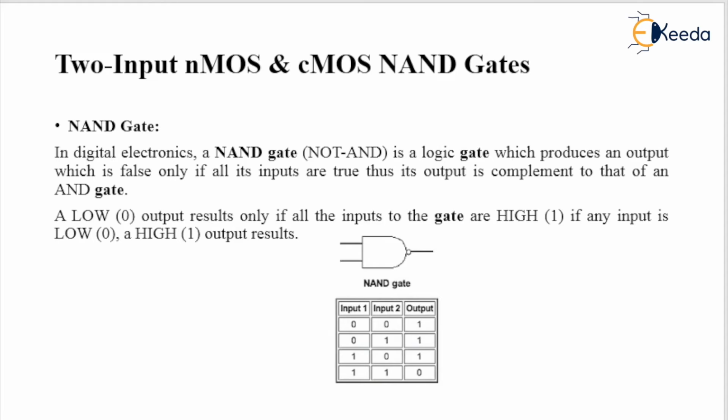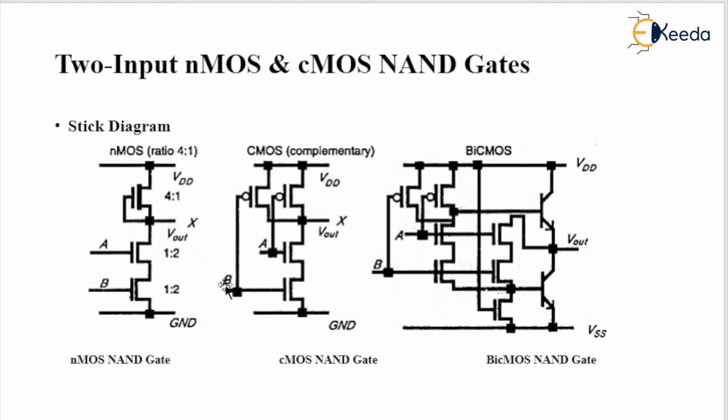Now the stick diagram part. This is our stick diagram of 2 input NMOS and CMOS NAND gates. Here this is the stick diagram of NMOS, this is the stick diagram of CMOS, and this is the stick diagram of BiCMOS. BiCMOS we haven't studied up to now; it implies a combination of BJT as well as FET. We have some rules to follow for stick diagrams under NMOS as well as CMOS, which we studied in our previous videos, so let us recall those rules.